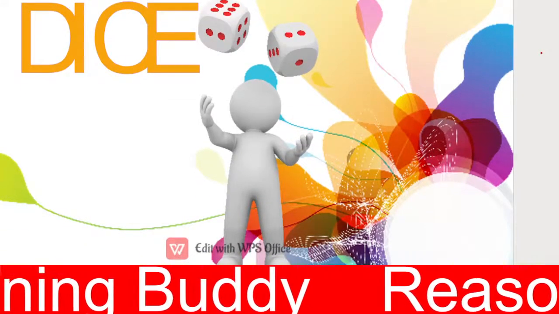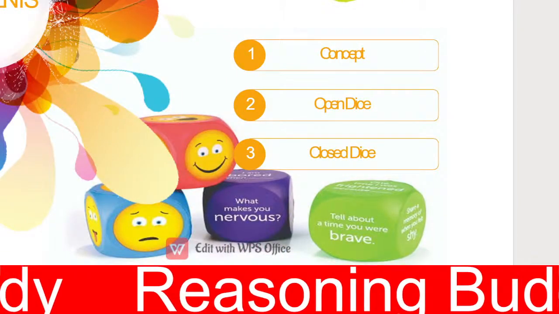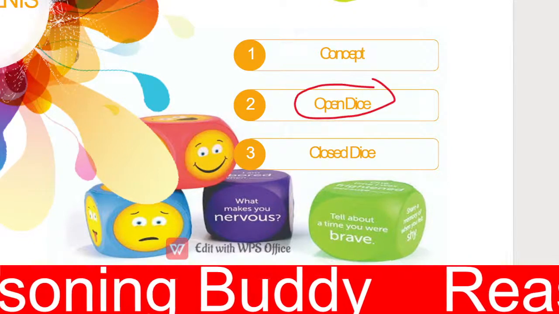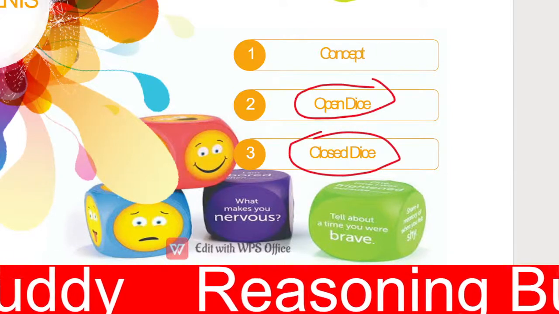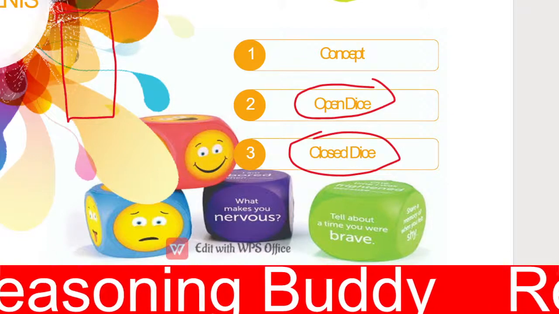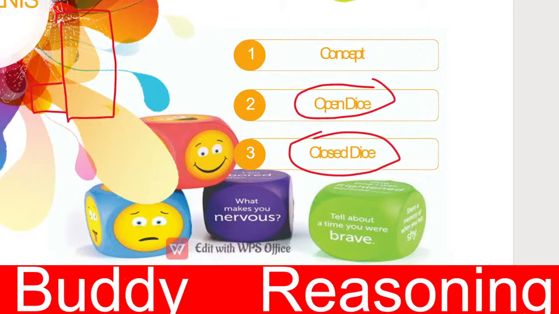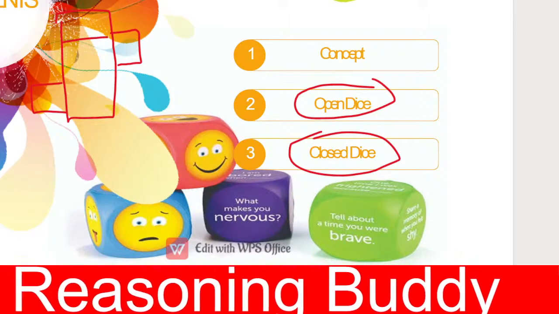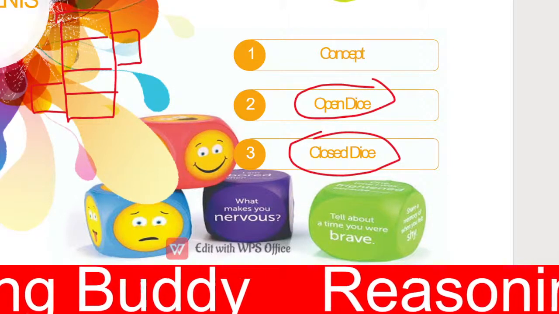So we know about dice. Next, there will be two concepts in dice, that is open dice and closed dice. In open dice, they will open a dice and you have to solve it. So like this, the open dice will be given, and they ask you to form the die. So that is about open dice.